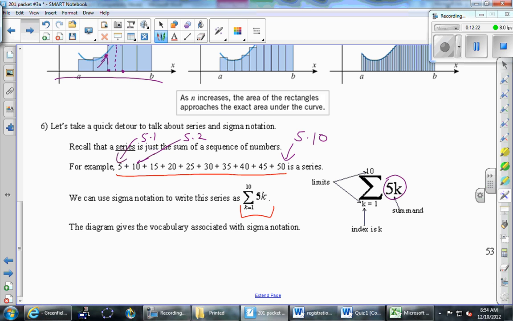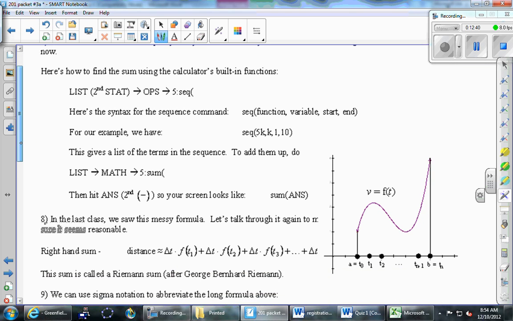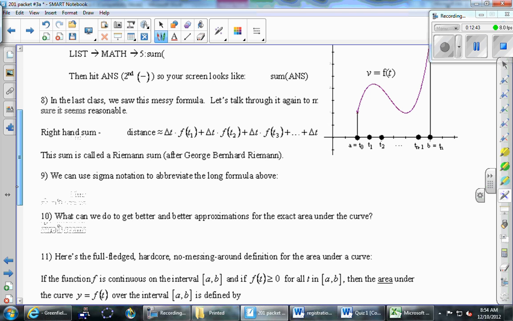Okay, so on the next page, it says the calculator can find sums pretty easily, and I've written out what I hope are some very clear instructions in here, but we're not going to be focused on that right now, so we're going to skip it. But if you're interested in getting the calculator to calculate that sum for you very easily, just see if you can follow those directions there.